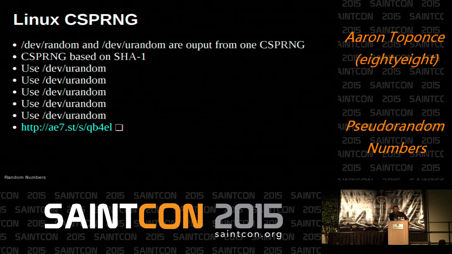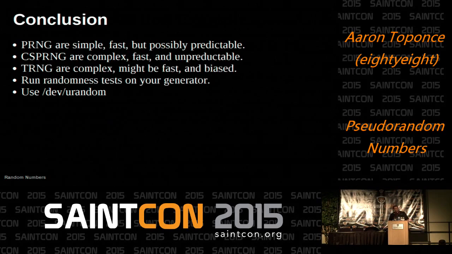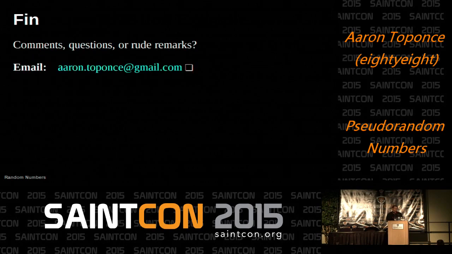And he will go into a much more lengthy discussion on why you should be using /dev/urandom and to stop using /dev/random. So in conclusion, there are three main classifications of random numbers. We have pseudorandom number generators, cryptographically secure, and then true random number generators, each with their own little advantages and disadvantages. We should always be running randomness tests on our generator, and whenever in doubt, use /dev/urandom. That's all I have. Are there any comments, questions, or rude remarks?